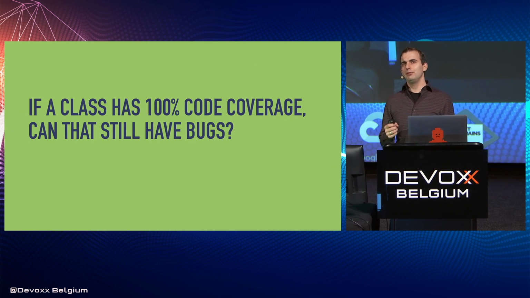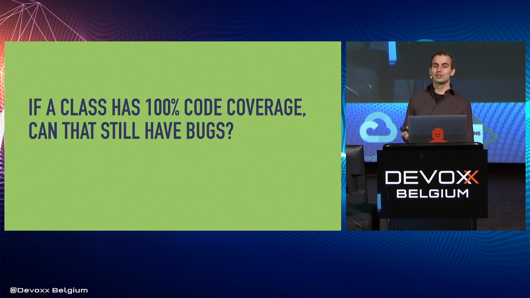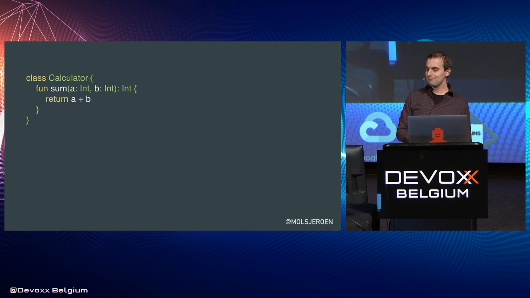But if you have a class, just one single class in your business logic, if that one has 100% code coverage, then surely it cannot have any bugs, right? Who thinks that if a class has 100% code coverage, that it cannot have any bugs? Are you just all sleeping, or do you really already know the answer? So let's investigate an example.